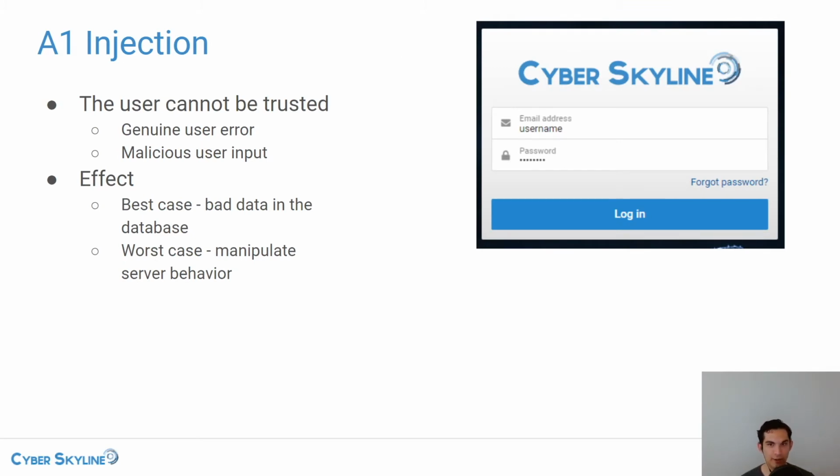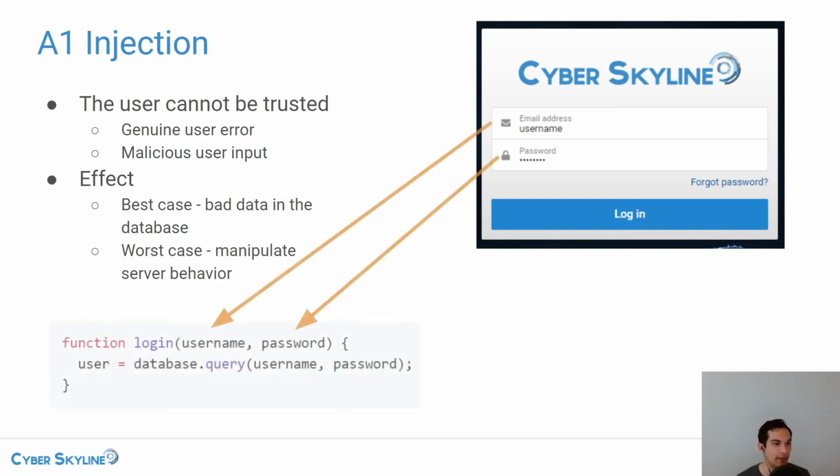With injection, the premise behind this is that user input cannot be trusted. Sometimes people genuinely make mistakes, and sometimes they're intentionally trying to mess with you. And so in the best case, you get some bad data in your database. And in the worst case, they can manipulate server behavior. And so what does that mean?